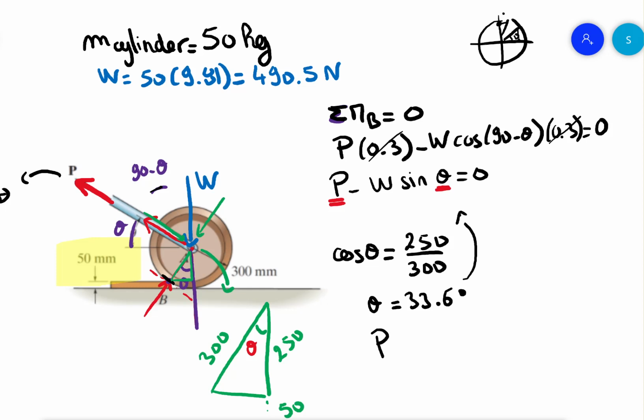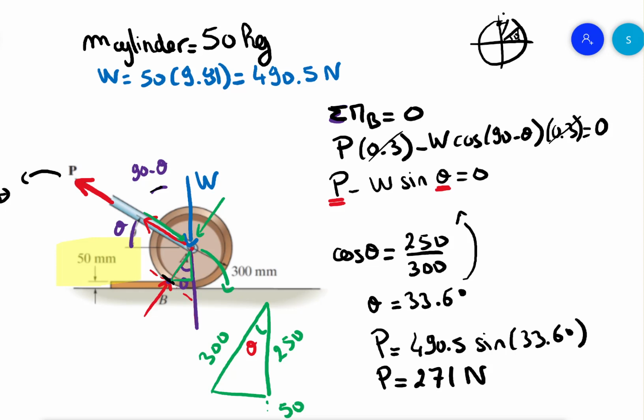So now we can use this theta in the first equation. We have P equal to W, that is 490.5, times sine of theta, that is 33.6 degrees. That gives us 271 Newton. And that's it, we are done.